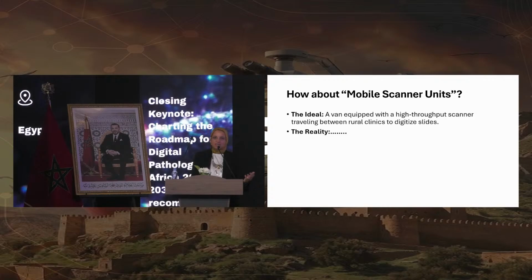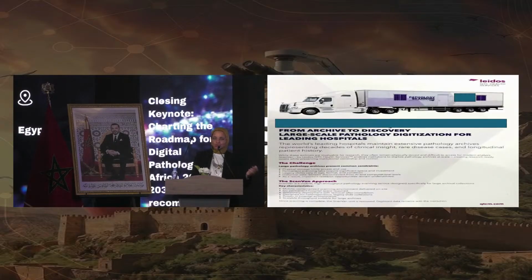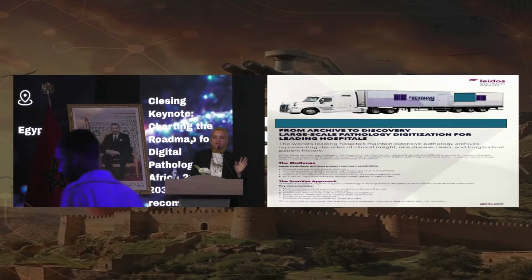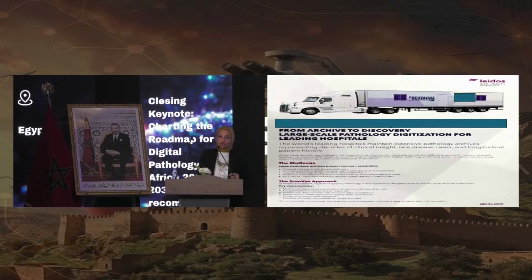We keep reading, we keep seeing things, and we know the first world has come with solutions like cars and big vans that have scanners inside them, so they are mobile units. They can go from one hospital to another. The hospital does not have to acquire its own scanner. It does have to prepare its slides cleanly and neatly, so that when the scheduled visit of the scan van happens, everything is ready.